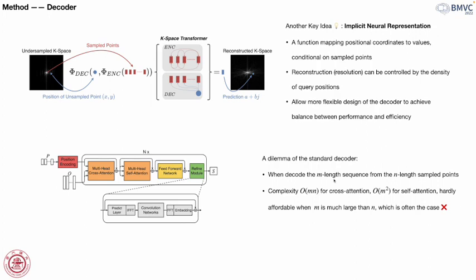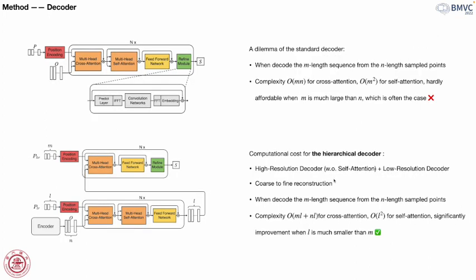We thus design a hierarchical decoder that consists of a high-resolution decoder and a low-resolution decoder. The low-resolution decoder reconstructs the K-space spectrogram in a lower resolution, serving as a bottleneck, and the high-resolution decoder refines the result in original resolution but discards the self-attention module. In this way, we can achieve a balance between performance and efficiency.